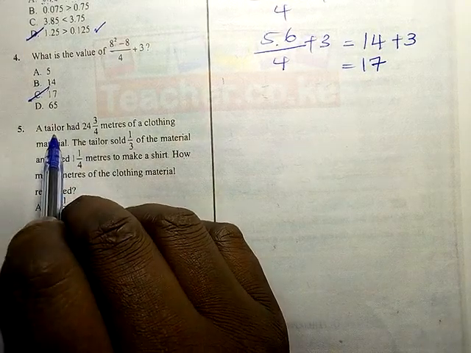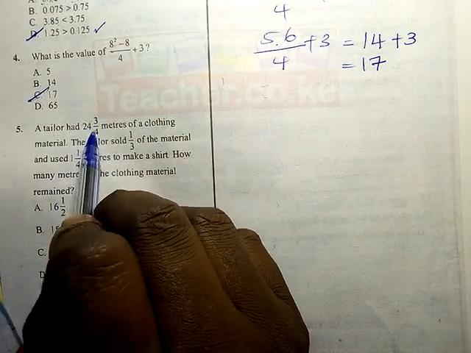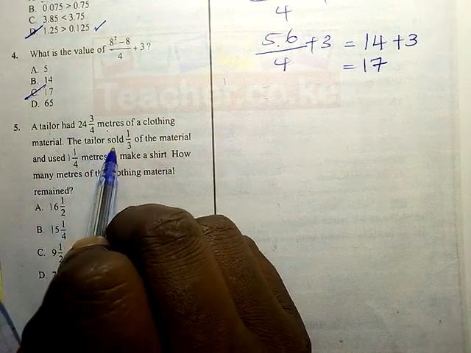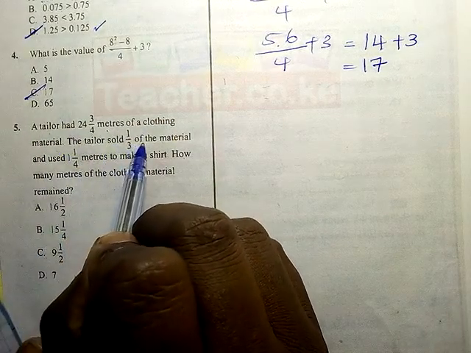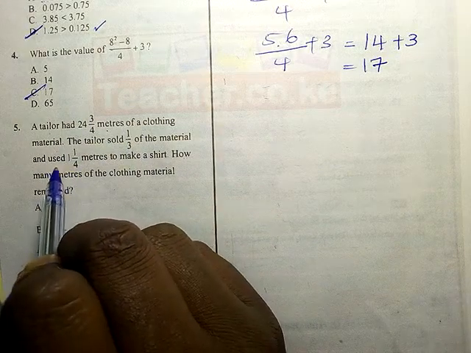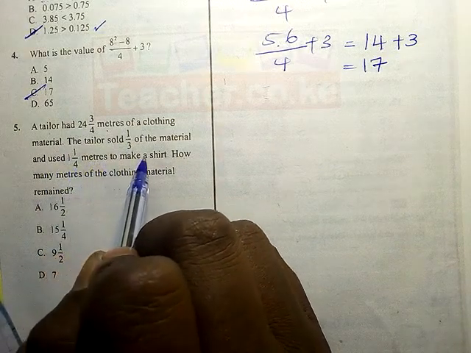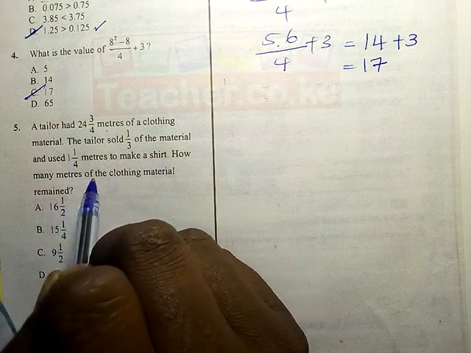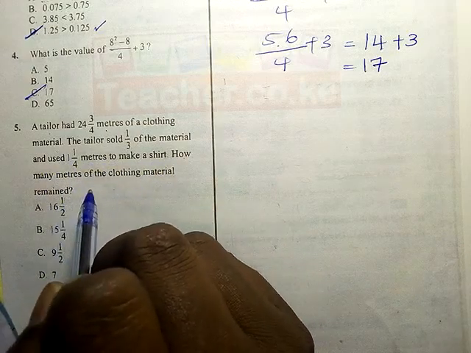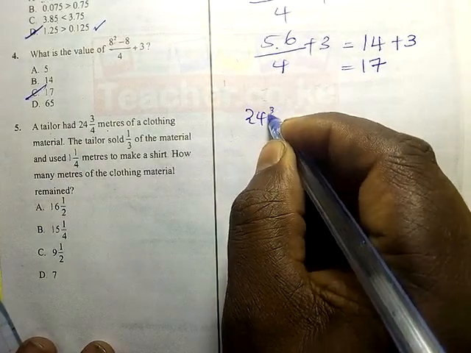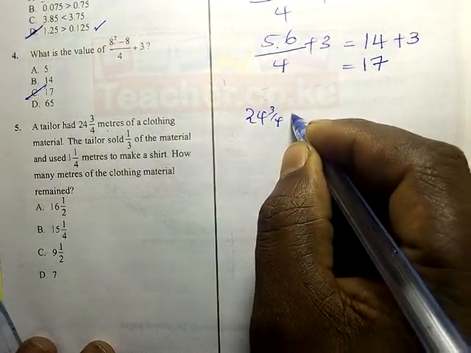Number 5. A tailor had 24 3/4 meters of clothing material. The tailor sold 1/3 of the material and used 1/4 meters to make a shirt. How many meters of the clothing material remained? So we are told that the total is 24 3/4. That is the total material.